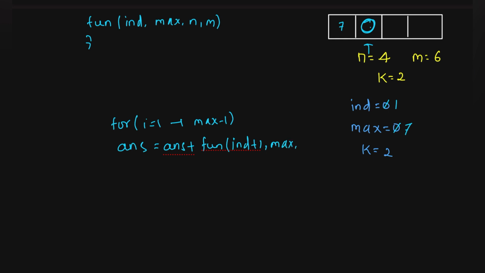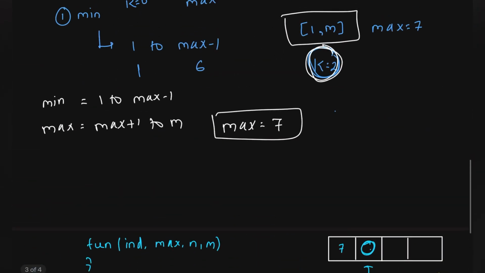And will my k change? No, because I'm inserting a minimum element, it will not change. So k remains the same. So this is for the minimum. Now let's try to insert a maximum element, because since we have two options we can try both options, right? So for the maximum element I have told you from max plus 1 to m we can go.